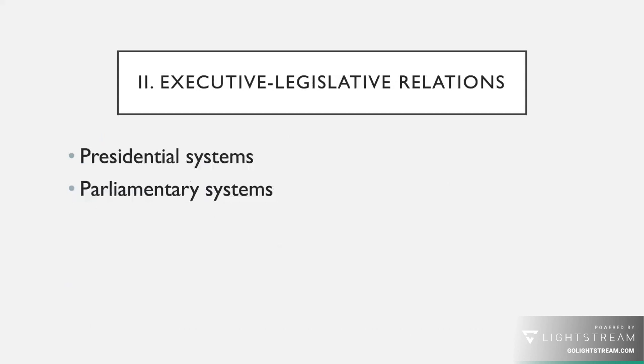So we're moving on to topic 2 now. When we're thinking about relationships between the executive and the legislative, there are two broad systems that are basically different models of those executive legislative relations: the presidential system and the parliamentary system. So this is the bulk of the chapter and the bulk of our conversation, the differences between these two systems.